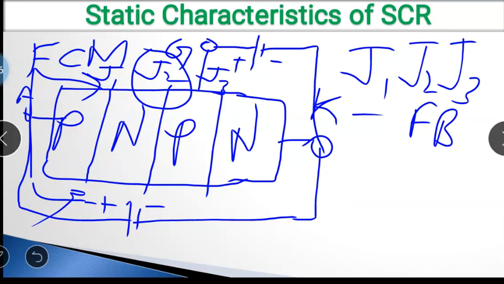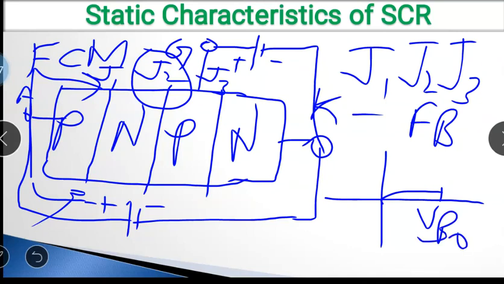So in that case the graph is plotted like this. From that point, that is the forward blocking mode, and this is our VBO, or we can say the forward breakover voltage. In that case the current flows, that means this is the forward conduction mode and the voltage drops. If voltage decreases, then current will increase. So this is all about the concept of the three modes of operation: reverse blocking mode, forward blocking mode, and forward conduction mode.